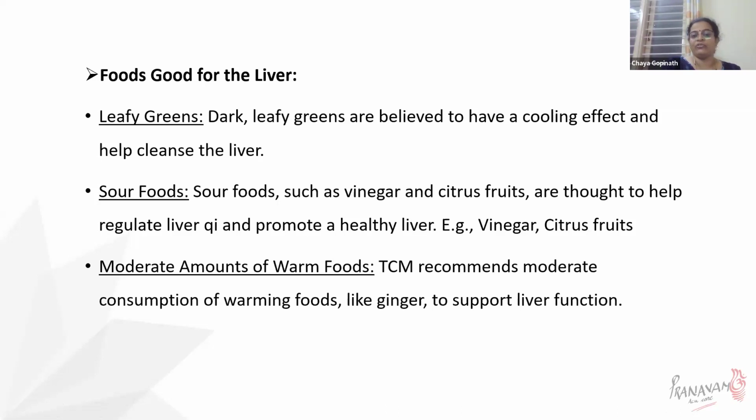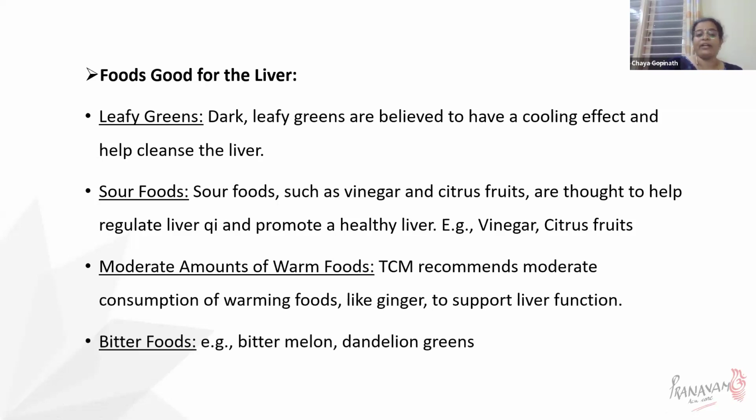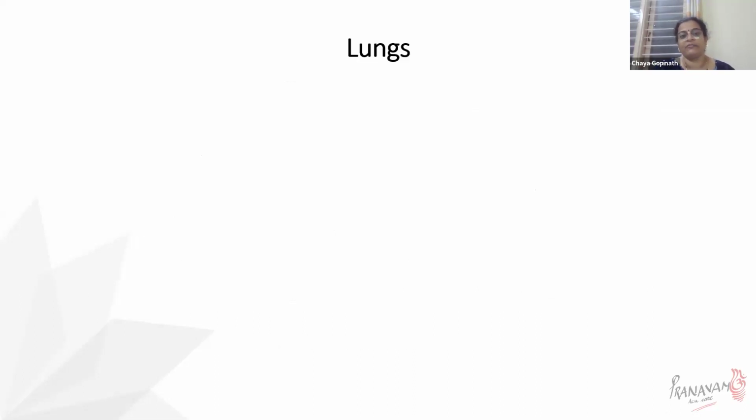Moderate amounts of warm foods, if you can have them, increase your liver functioning. Warming foods like ginger, some spices included in your food. But do not use them in excess. Excess will cause excess liver yang or liver heat, as I told you. Bitter foods. Bitter is also used here. Even though bitter is the taste of the fire element or the heart element, you can use bitter foods like bitter melon and dandelion greens here. It will help your liver.